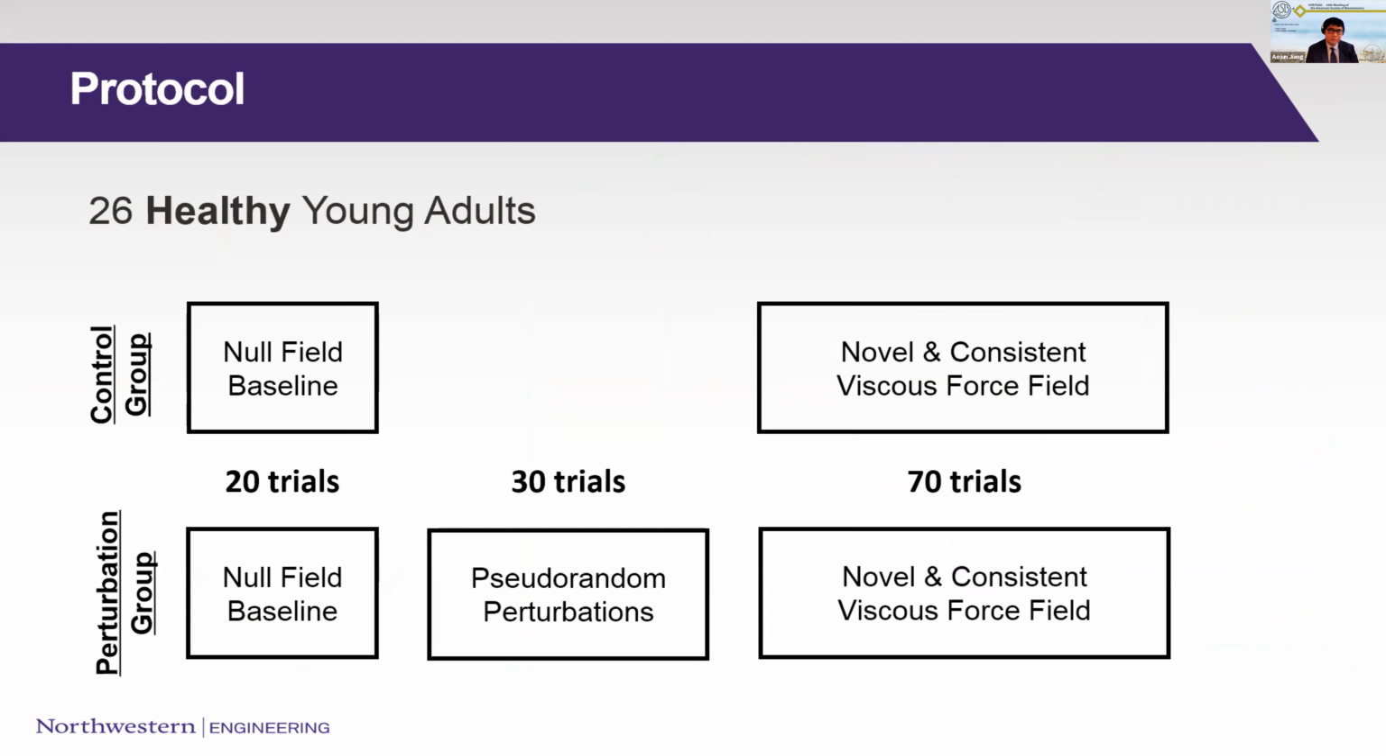Twenty-six healthy young adults were assigned to one of two groups. Both the perturbation group and control group experienced the identical series of walking trials, starting with 20 non-field baseline trials and ending with 70 consistent viscous force field trials. However, there was one exception. Thirty pseudorandom lateral perturbation trials were included before the consistent viscous force field for the perturbation group. In addition, we defined the first and the last 4 trials of consistent viscous force field trials as the early field and late field, respectively.